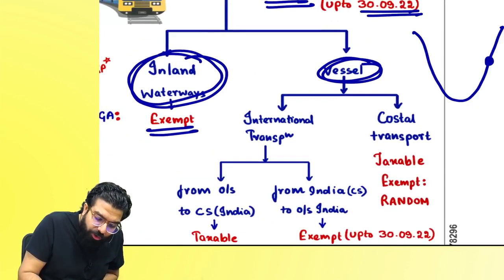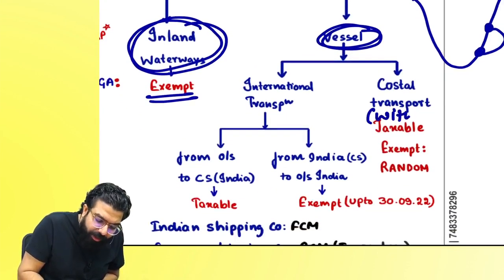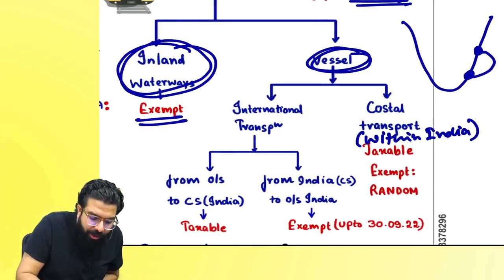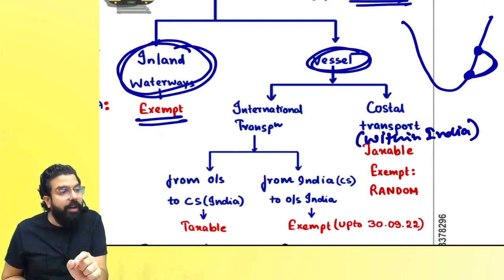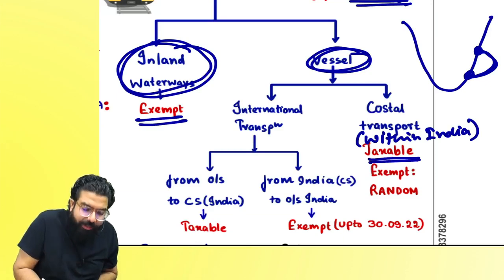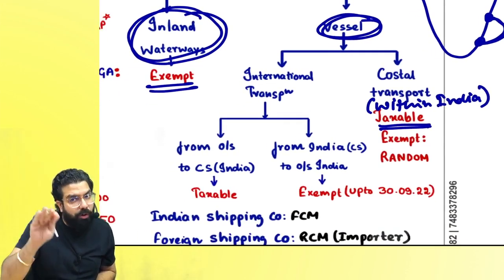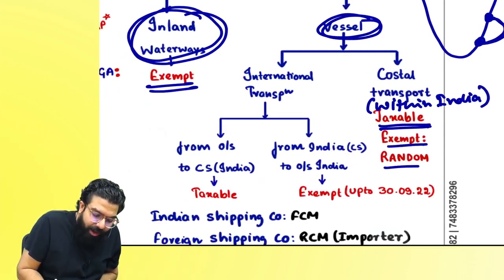If it goes from one coast to another coast within India, coastal transportation is always within India, because it is from one coast in India to another coast. Always remember, if coastal transportation of goods is happening, it is always taxable. If anyone is doing coastal transportation, it is always taxable, but it is exempted if it is a specified item.